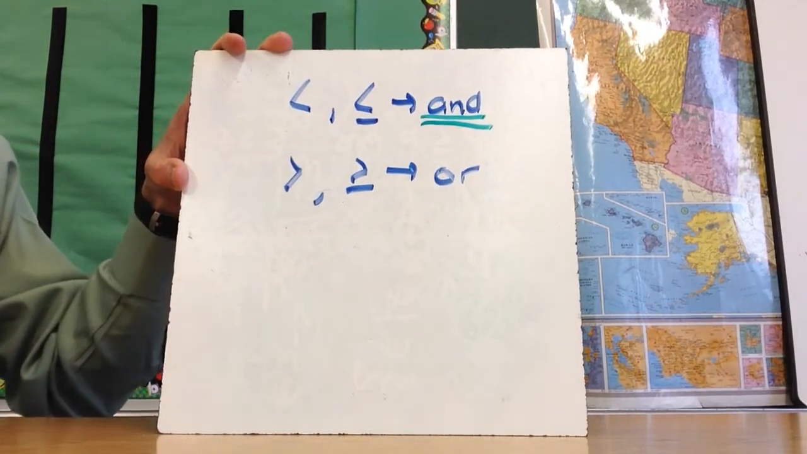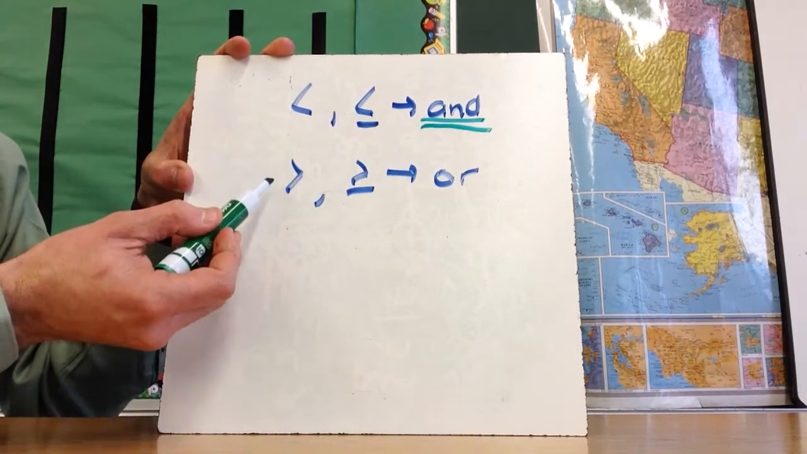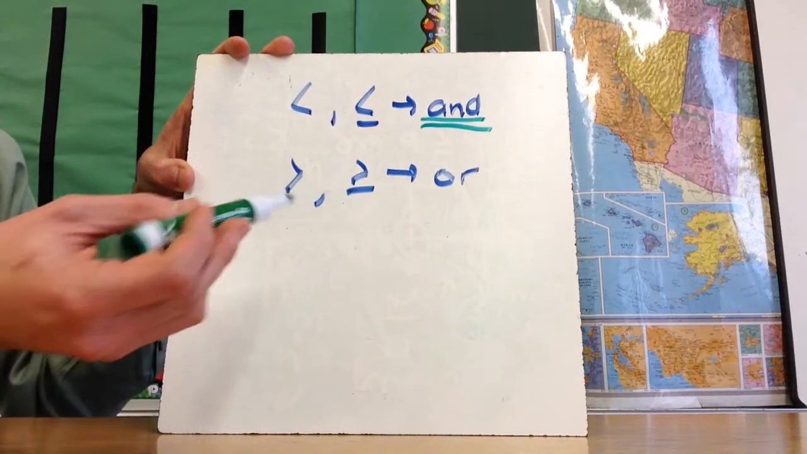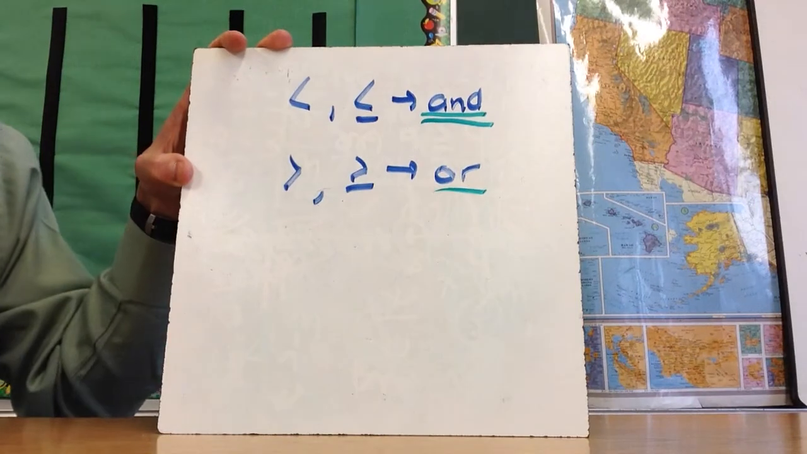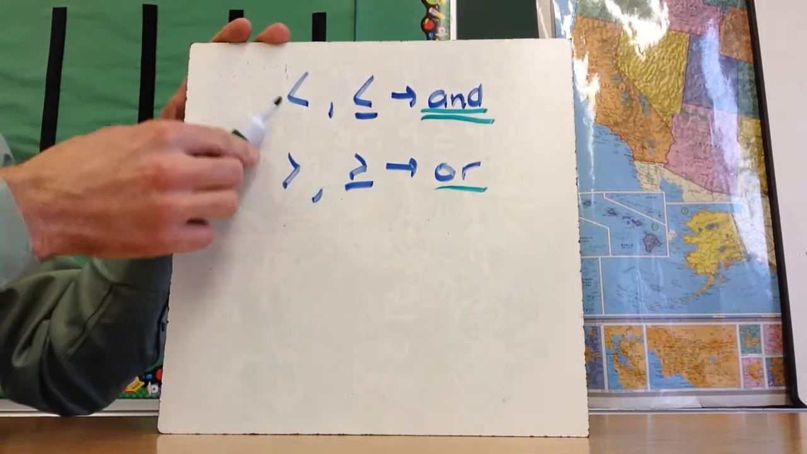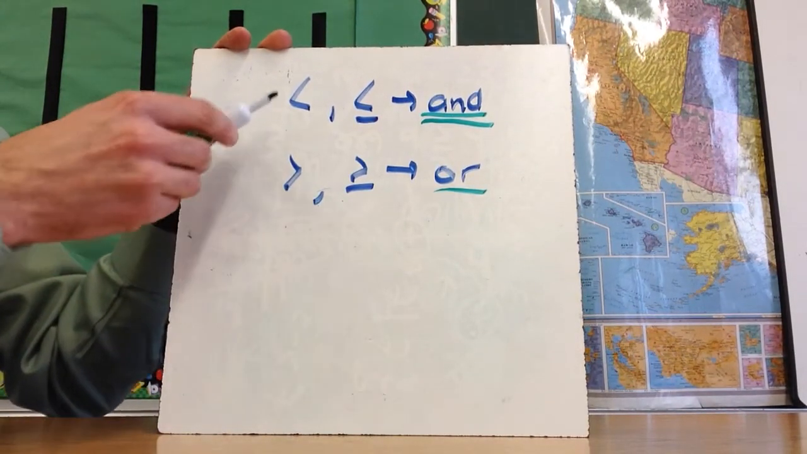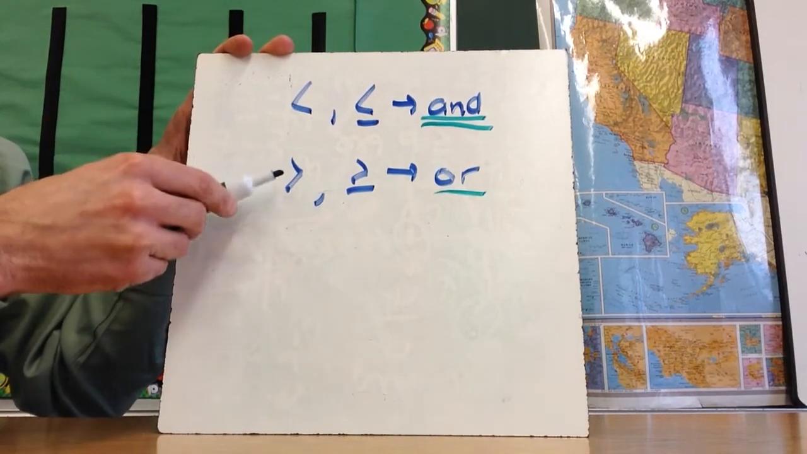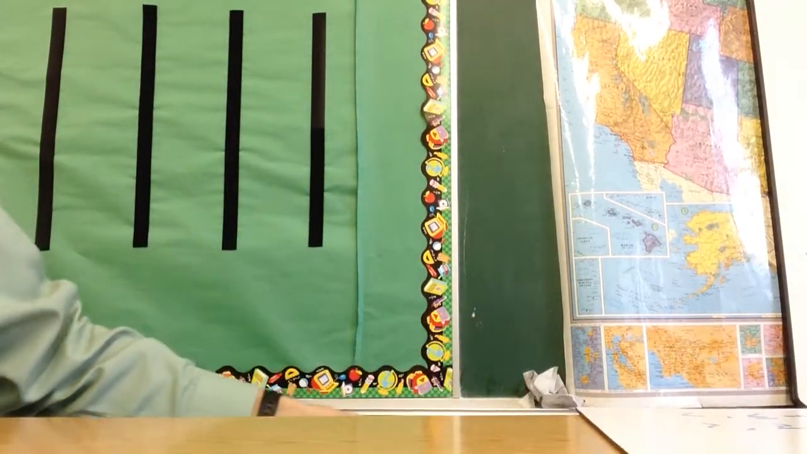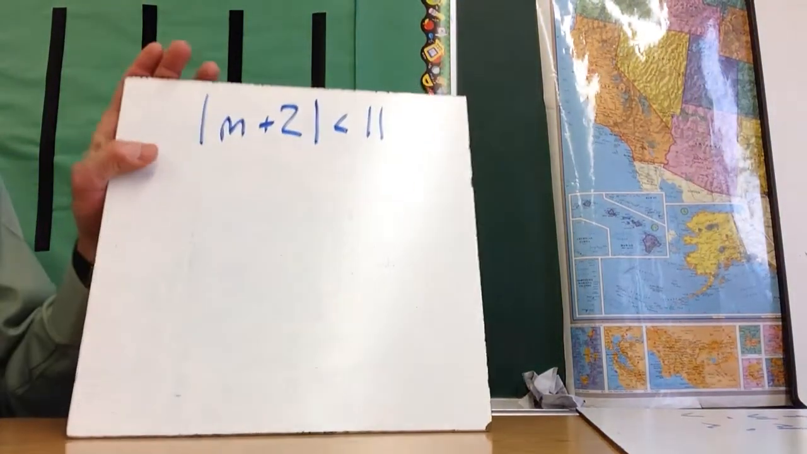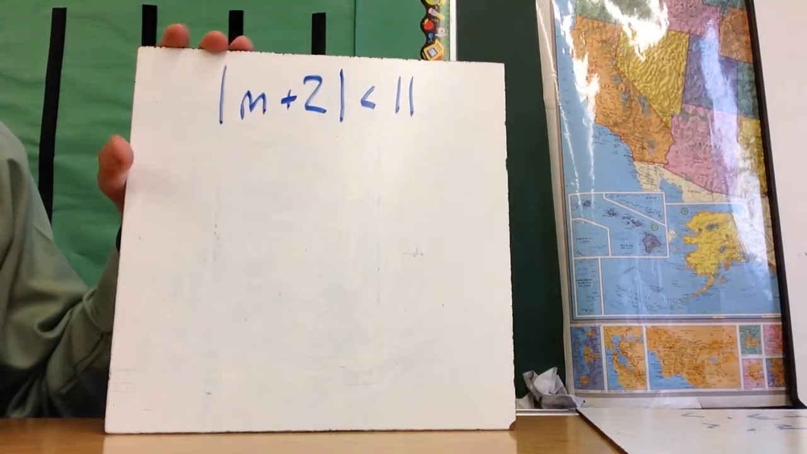So it's going to be a compound inequality of and. Greater than or equal to means we are going to be using or. Okay, and so these are going to create compound inequalities: these will create an and inequality, these will create an or inequality. We can come back to that in just a moment. So let's start with the absolute value of m plus 2 is less than 11.